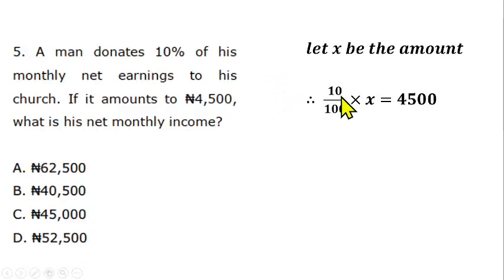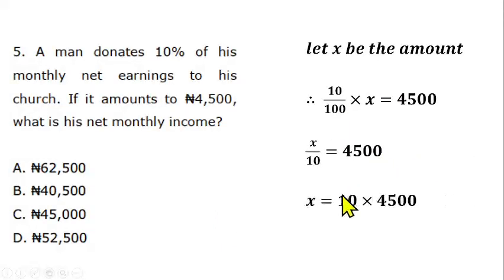He donates 10%, that is 10 over 100 of his income. His income is X, and the amount he donates is 4,500. So from there you can use that to find our X. What do you do? We know that the 0 will cancel the 0 here, so you have X over 10 equals 4,500. Multiplying, X will be equal to 10 times 4,500, and that should give us 45,000. So that's his monthly income.